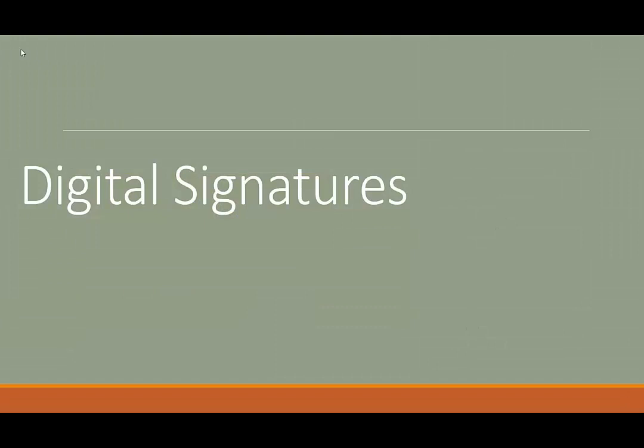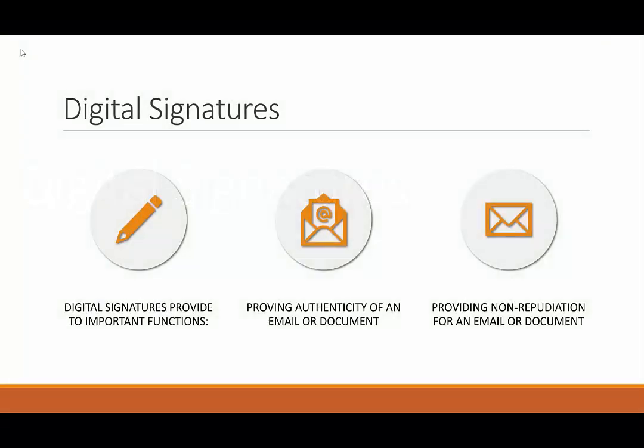So next we're going to talk about digital signatures. Digital signatures leverage both asymmetric cryptography and hash algorithms, and we'll see how that works here in a second. So digital signatures provide two functions, right? One is they provide authenticity of an email or document.